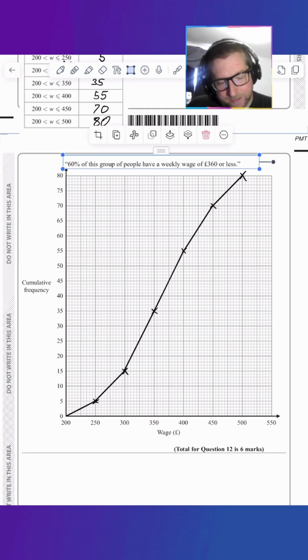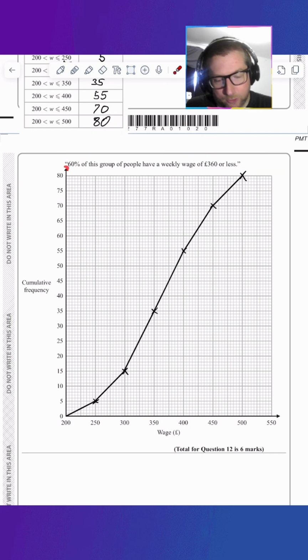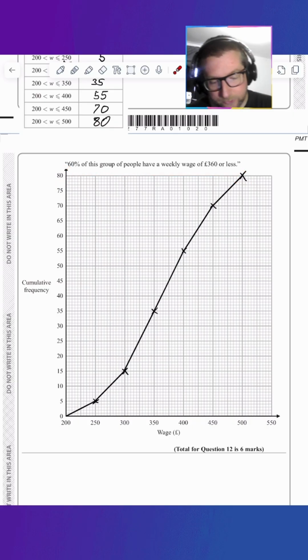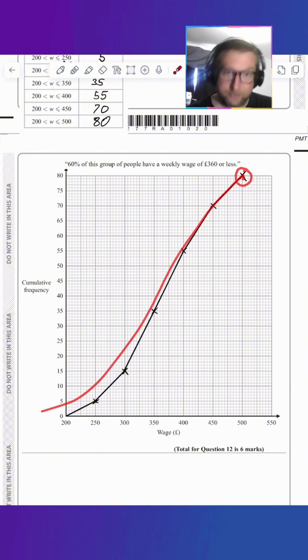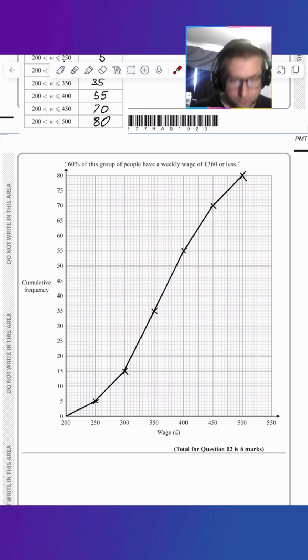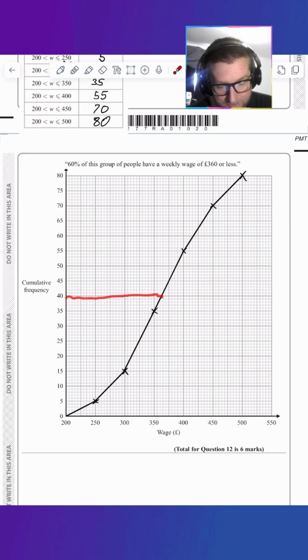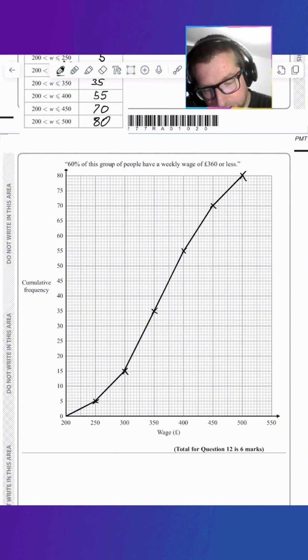So to find the 60th percentile, we need to think about the y-axis. So 100% of the people are represented by this point here. So 100% of people earn this value or less. So 100% of people earn 500 or less. Now, to find the median, we would go halfway and find that half of people are here, and that would be whatever that wage is. We're being asked to look at 50%, 60%, sorry.